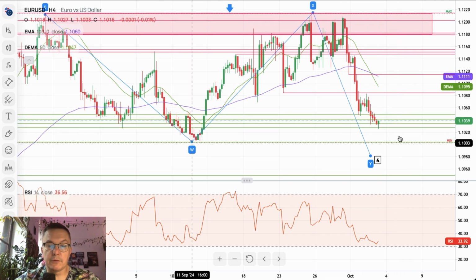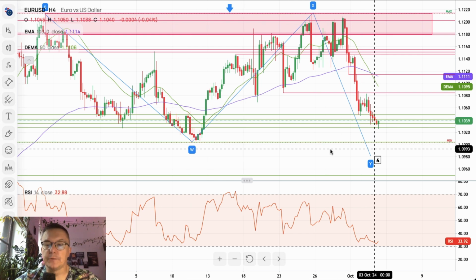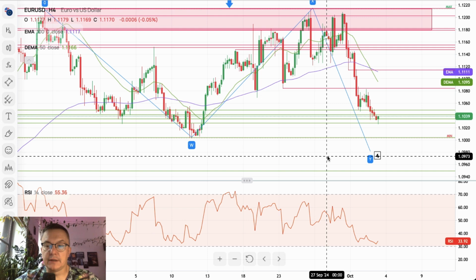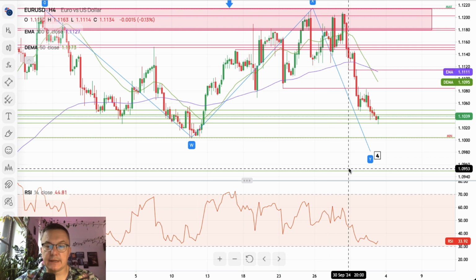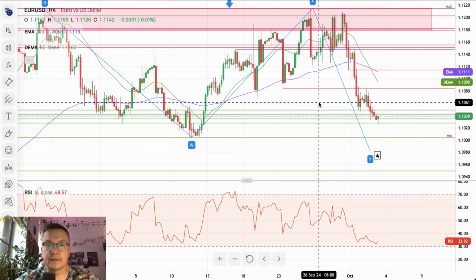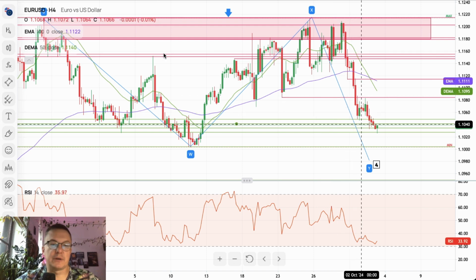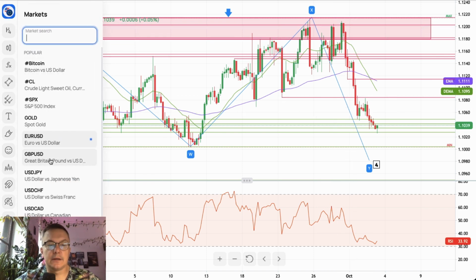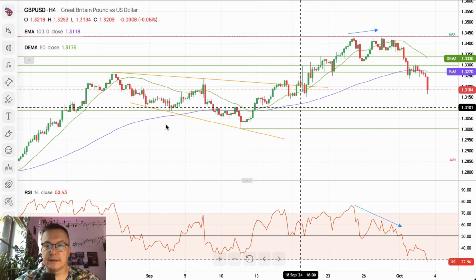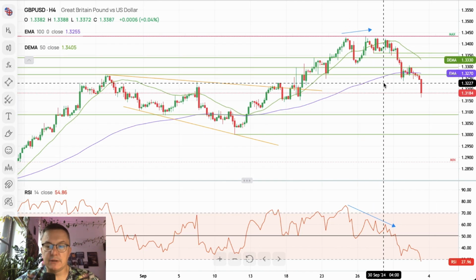The low of the wave W and the technical support is located here at 1.1002. Any breakout lower will open the sub 1.10 levels, and the next technical support is 1.0950. So it looks like the US dollar is under the bearish pressure. Bears are pushing prices lower. Because of the PMIs, let's take a look at the British pound, which awaits the PMIs.